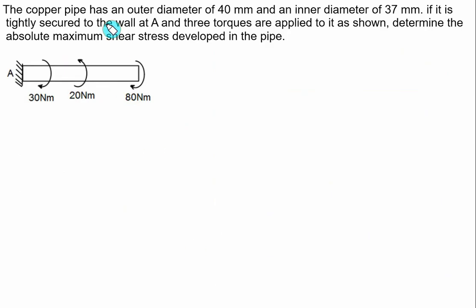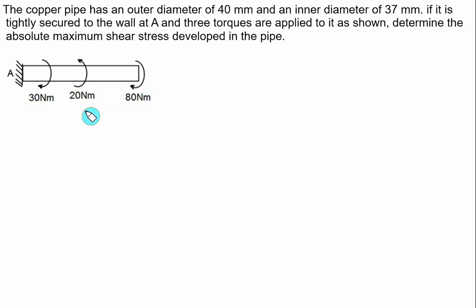A copper pipe has an outer diameter of 40 mm and an inner diameter of 37 mm. So we have a hollow pipe. It is tightly secured at A and three torques are applied as shown in the figure. One is 80 Newton meter, second is 20 Newton meter and another 30 Newton meter. Determine the absolute maximum shear stress developed in the pipe.